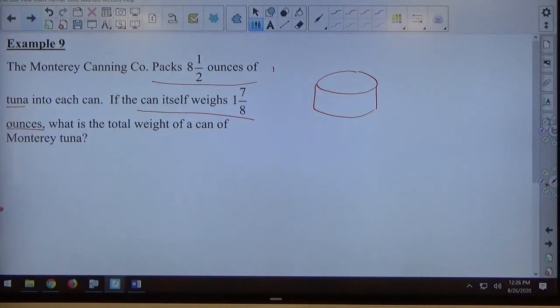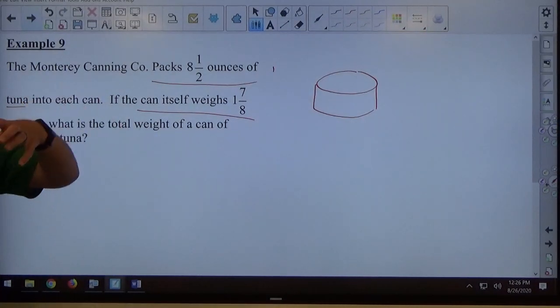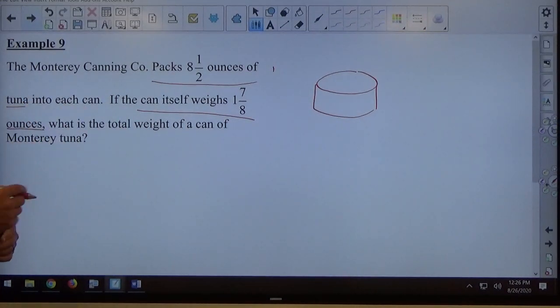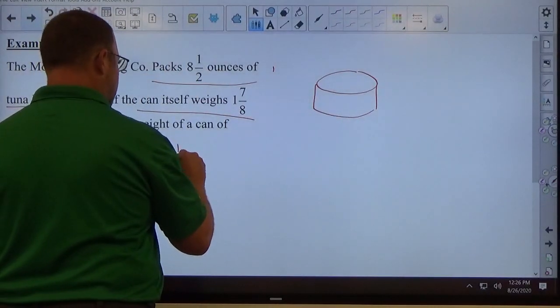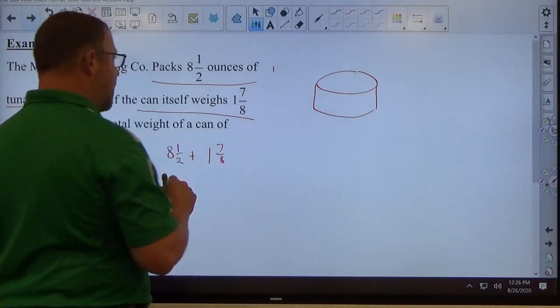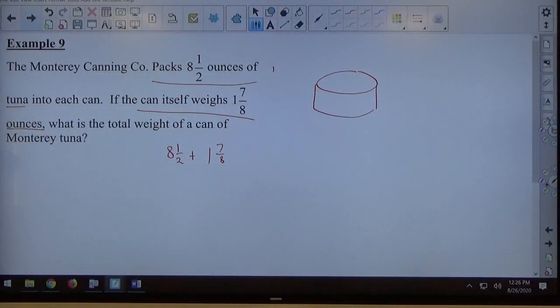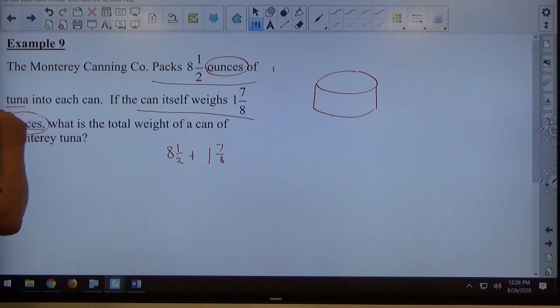Exactly. So the can's adding to the weight, the tuna's adding to the weight, so both things are increasing the weight of the can of tuna. So if we have our can of tuna, we're going to get 8 1/2 ounces plus 1 7/8 ounces, right? And it's important, when we start dealing with units, always make sure the units agree. So 8.5 ounces is the weight of the tuna, 1 7/8 ounces is the weight of the can, so everything's in ounces.